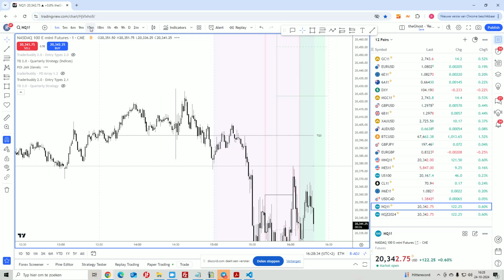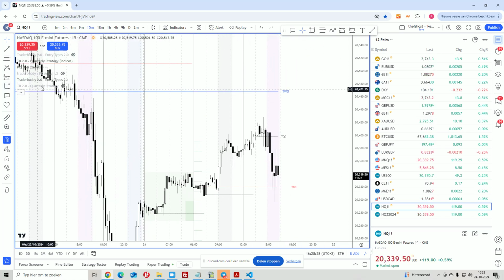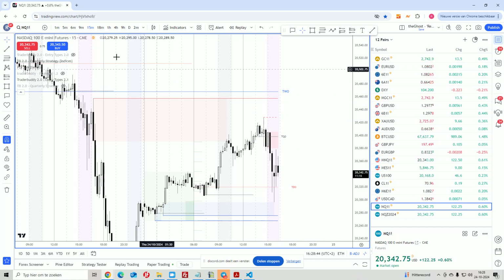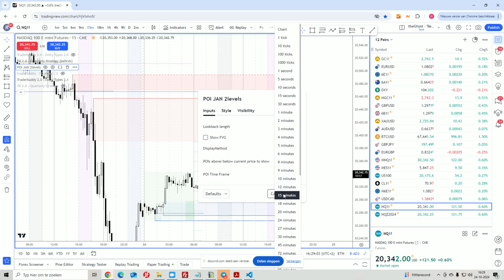So first thing we do is, and I can show you the indicator I am working on together with Jan. Jan is a way better programmer than I am. So you can show the two, or at least how much you indicate here. The two PD arrays above and below current price on the 15 minute.